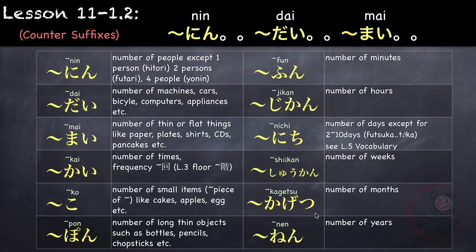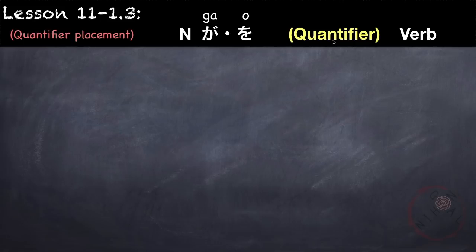1 month is 1ヶ月. 2 months is 2ヶ月, and so on. Nen. Nani nani nen. This is the suffix for the number of years. For example, 1nen, 2nen, 3nen, and so on. Make sure to check out the vocabulary video of this lesson for the detailed explanation. Quantifier placement. Where do we place the quantifier? It is usually put before the verb, such as en ga or en o, quantifier verb.